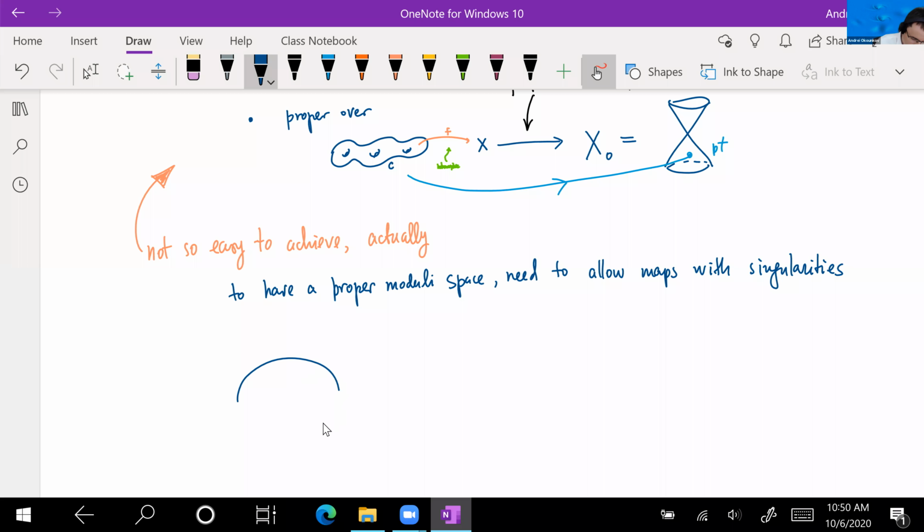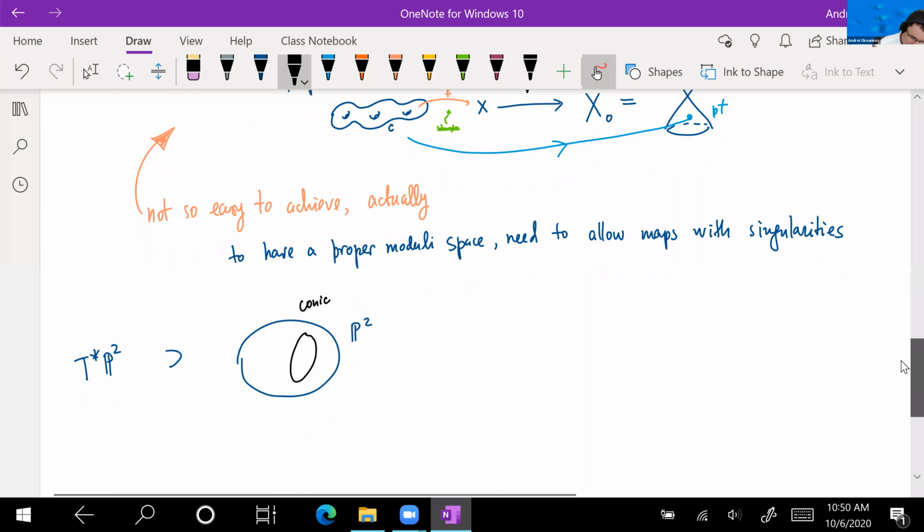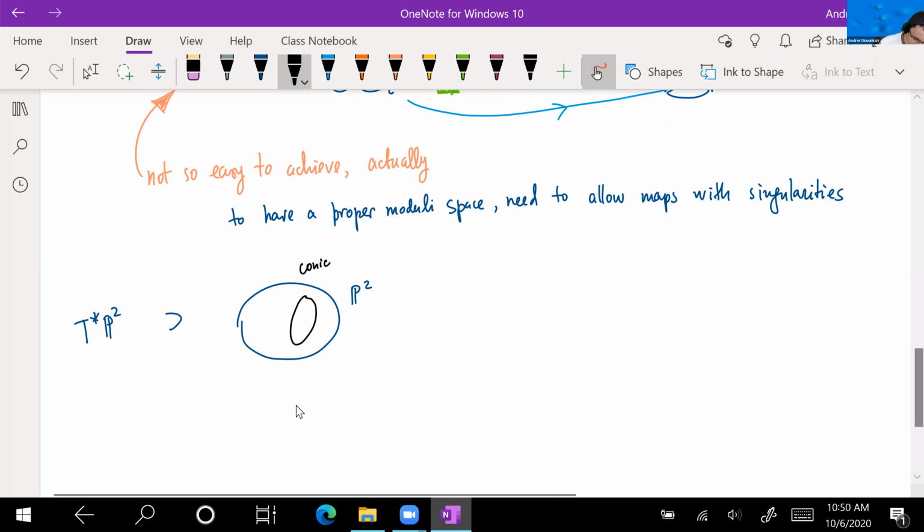So suppose I take P2, and my P2 could be sitting inside T star P2 if you want. T star P2 is a very important variety for us. So P2 is an important variety for us. And then in P2, of course, we can consider a conic. So this is an image of a degree 2 map from P1. So if I have a, I'll draw P1 like that.